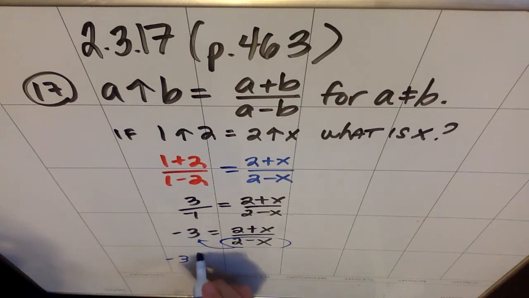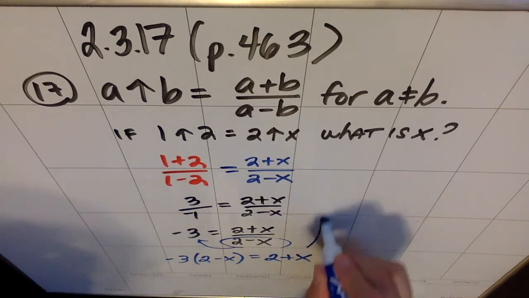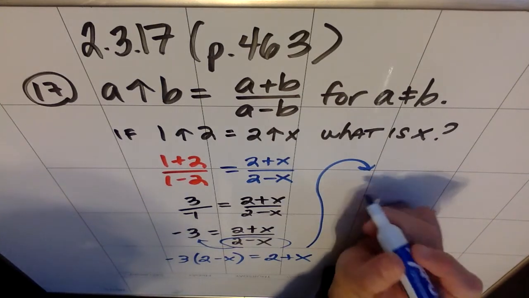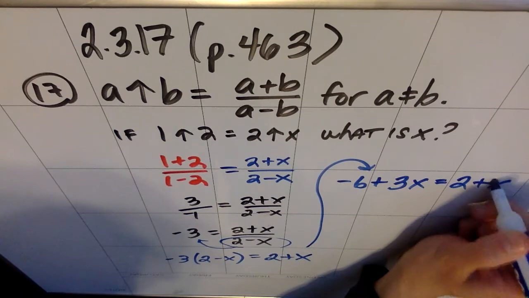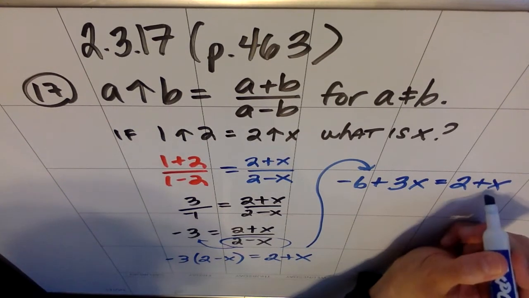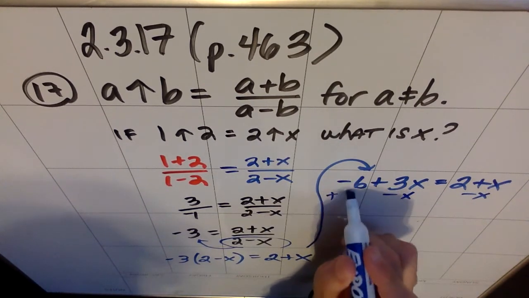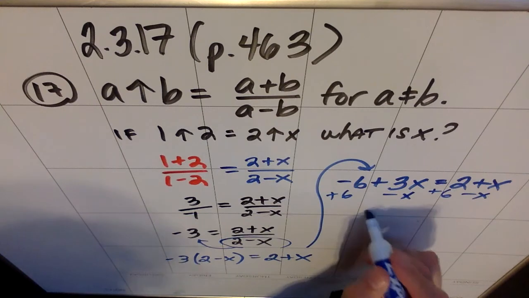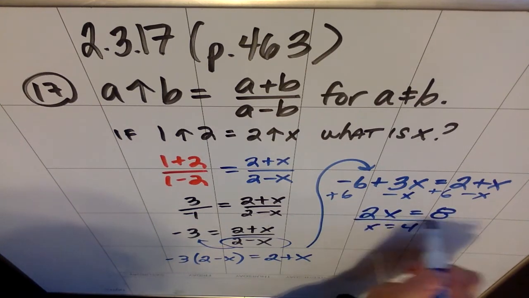So when I do that, it's a negative 3 times the quantity 2 minus x, and that's going to equal 2 plus x. When I distribute the negative 3, which I'm going to do up here for a little bit more room, I'm going to get a negative 6 plus 3x equals 2 plus x. I'm going to move all my x's to one side. I tend to like to keep my x's positive, so I'm going to start by moving the x over to here. And I'm going to move all my non-x's to the other side, so I'll add the 6 to get rid of it, and I should get that 2x equals 8, which means x equals 4.